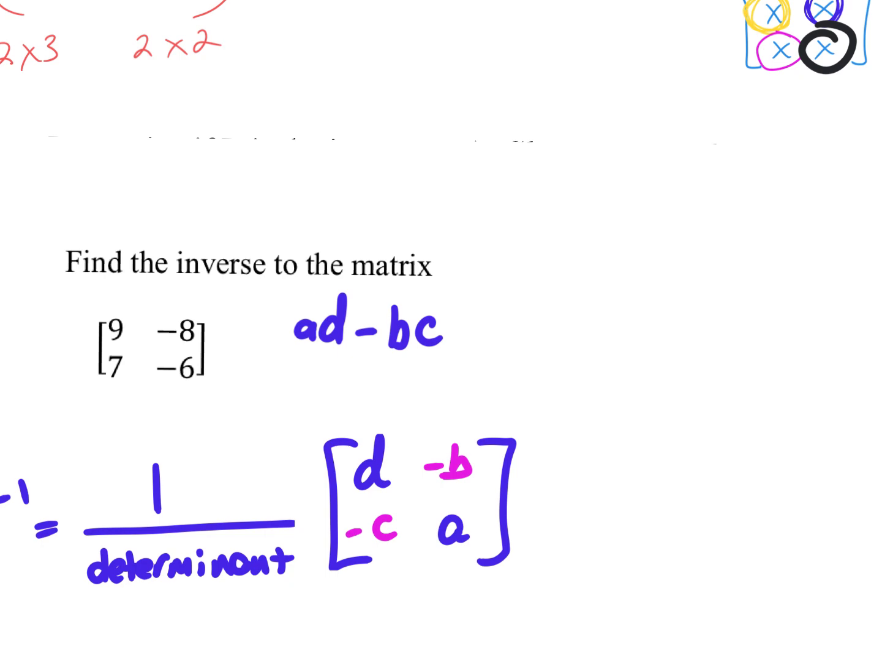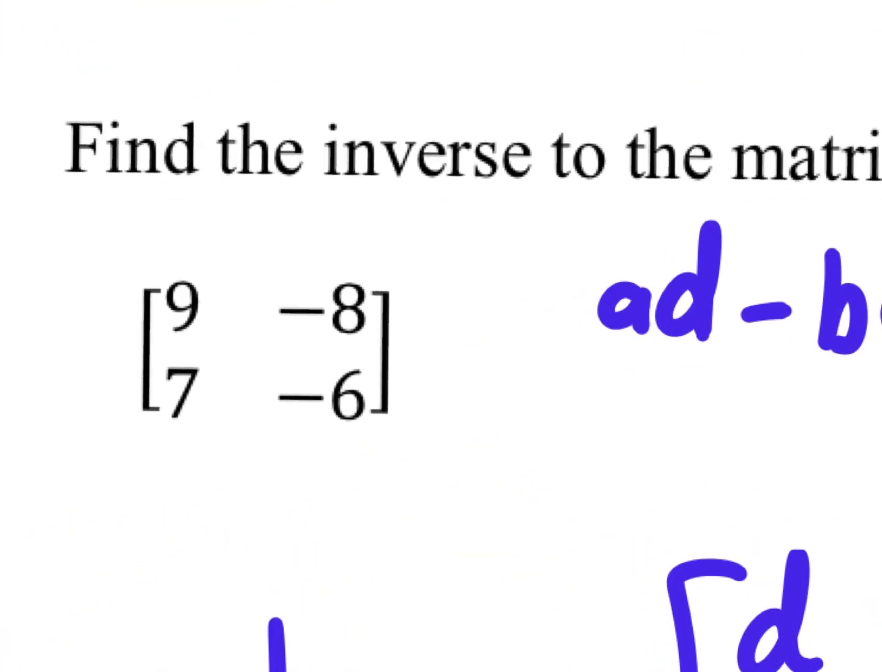So if we're going to find the inverse for this one, the first thing I'm going to do is 9 times negative 6 minus 7 times negative 8. Biggest thing, guys, is paying attention to signs. So, this is kind of a dumb question, but A times D minus B times C, what do you call it? That's the determinant. And then the inverse is like this, when you flip it.